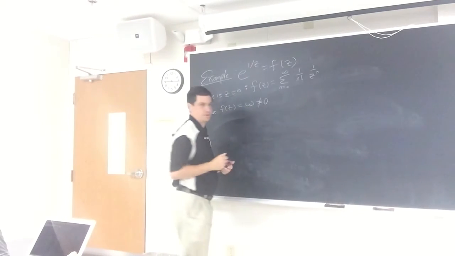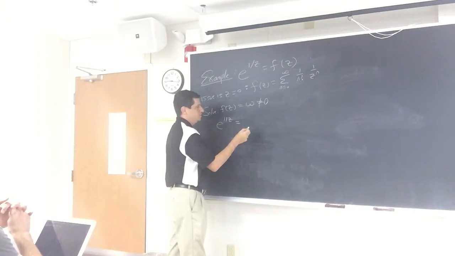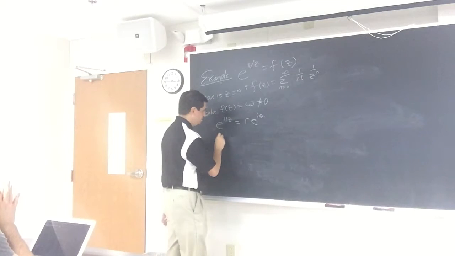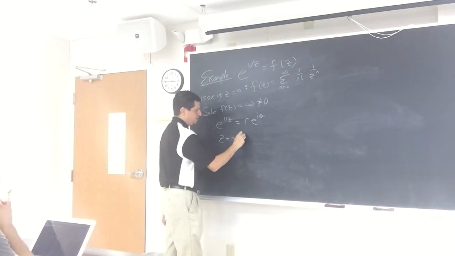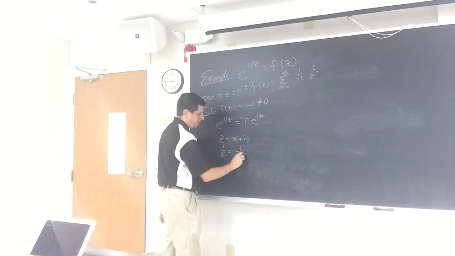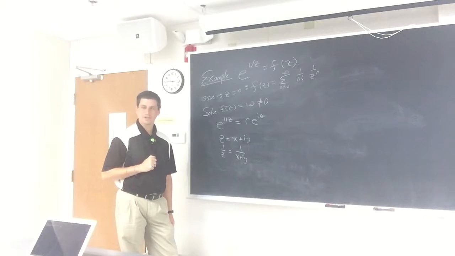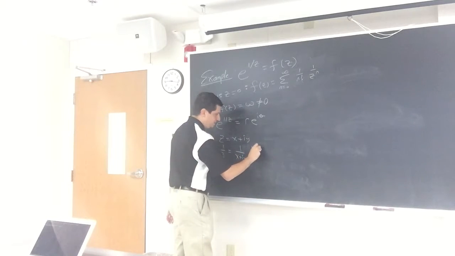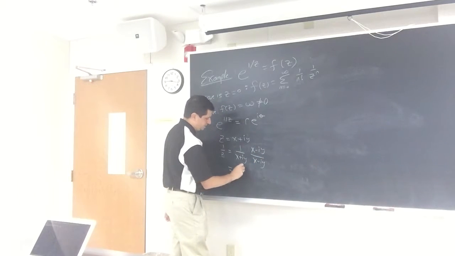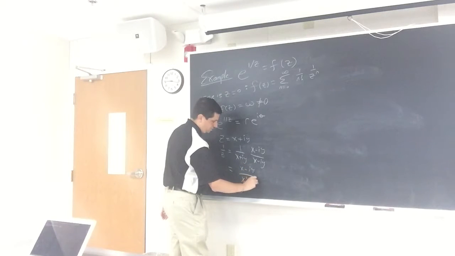So let's try to solve e to the 1 over z equals w. Let's write w as r e to the i theta, and let's write z as x plus iy. So 1 over z is 1 over x plus iy. What should we do to 1 over x plus iy? Yeah, multiply by the conjugate, x minus iy, and we get 1 over z is x minus iy over x squared plus y squared.